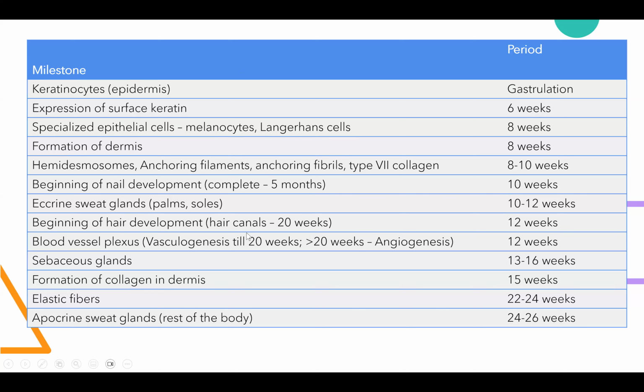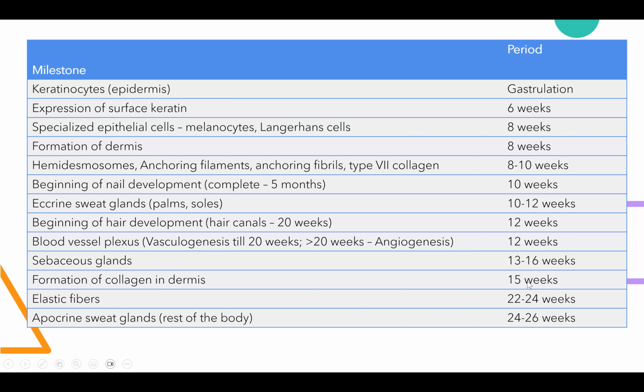Beginning of hair development, the hair canal develops by 12 weeks and it is complete by around 20 weeks. Blood vessels: vasculogenesis occurs until 20 weeks, and after 20 weeks there is angiogenesis. Sebaceous glands develop around 13 to 16 weeks. Formation of collagen is from 15 weeks.